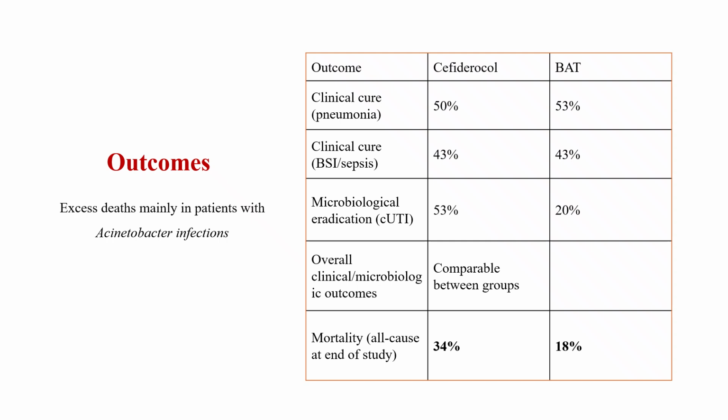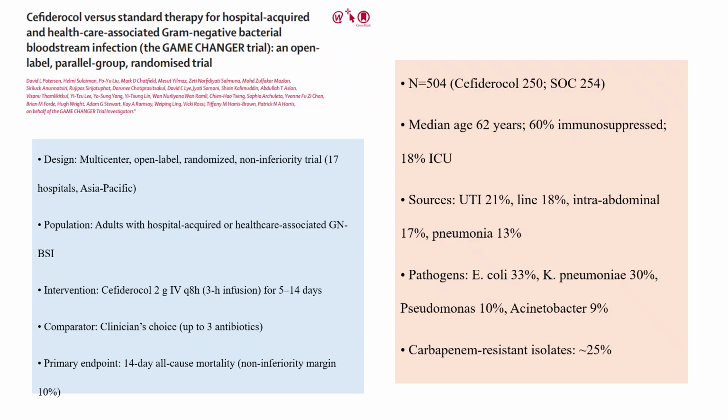There is no exact reason why there was a higher mortality in the cefiderocol arm, but the mortality in this particular study is driven by Acinetobacter isolates. So people thought probably there is some peculiar mechanism in Acinetobacter that might be leading to higher mortality. In subsequent trials, it becomes a very interesting point to look at individual organism-wise mortality in these patients. In the recent GAME CHANGER trial, they tried to include patients who are at higher risk of developing carbapenem-resistant infection, but unfortunately only 25% of the isolates in this particular study were carbapenem resistant.